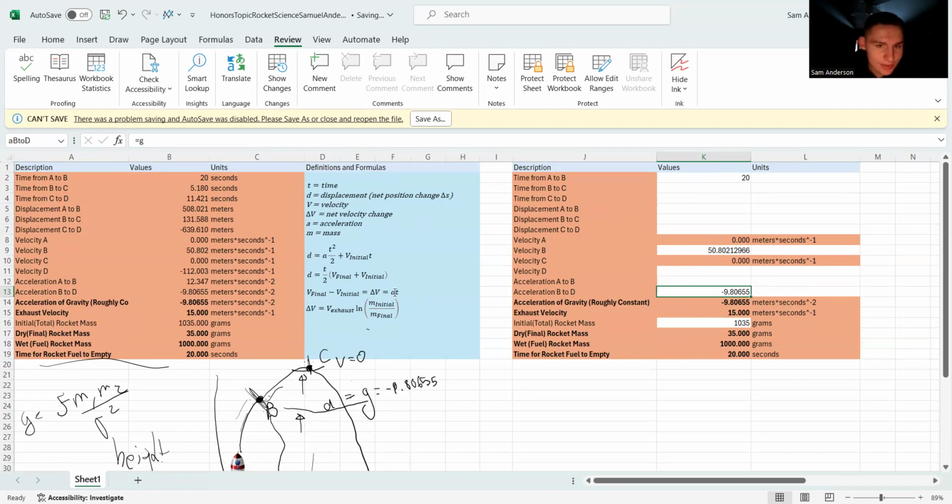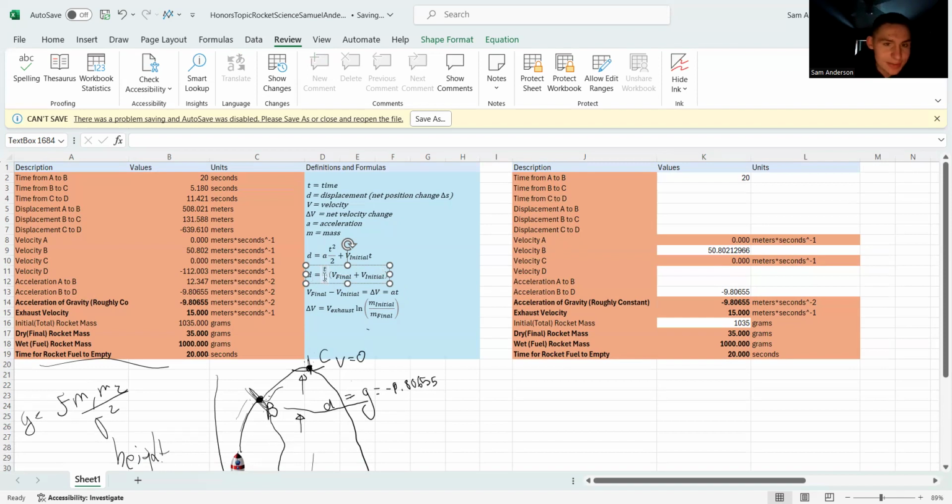Acceleration is going to be found using this equivalency right here. Delta V is equal to AT. But we do not know time. So let's find that using our final and initial velocity, right?